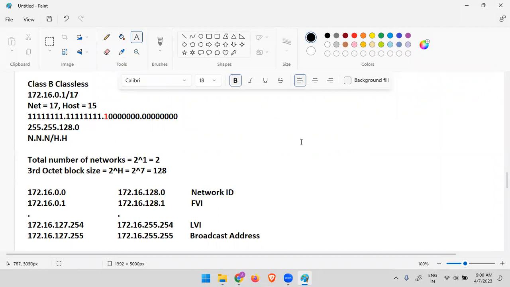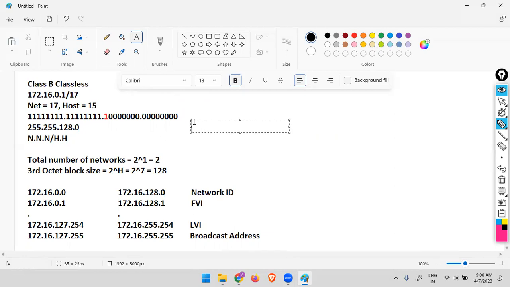I don't understand the part of the block size. This is our interesting octet, so this time we'll focus on this octet. In this octet, how many host bits are there? 1, 2, 3, 4, 5, 6, 7. So 2 raised to power 7. There's another way. You can take all your host bits into consideration, let's say 2 raised to power 15. Why is this not working?